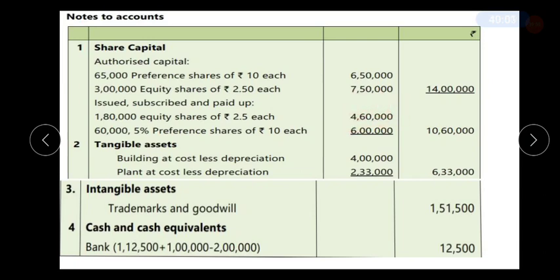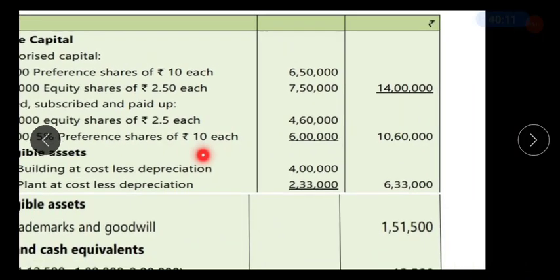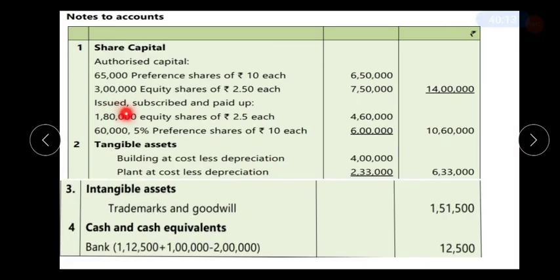And you know the face value, that is 2.50. Divide this 4,60,000 by 2.50, you will get 1,80,000. So this is 1,80,000 number of shares. 1,80,000 equity shares of rupees 2.50 each. And how did you get this 6 lakh?